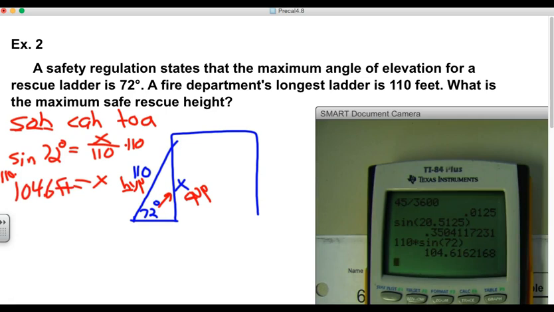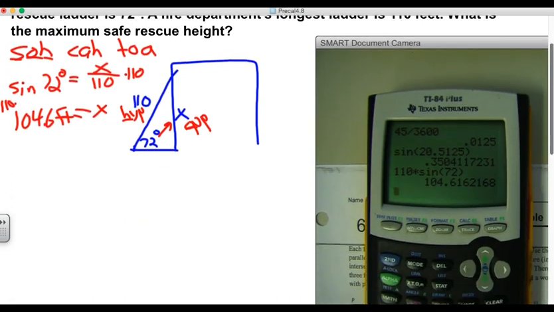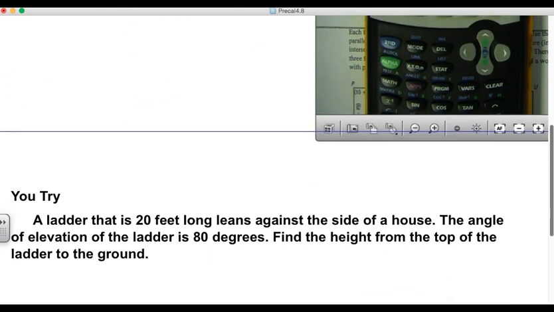That's the highest that ladder is going to be able to reach, which is important for a fireman to know if they've got to rescue somebody. If the ladder's even got to reach, no point wasting time trying to get there if the window or whatever is too high up. All right, so do this problem down here. It's similar.